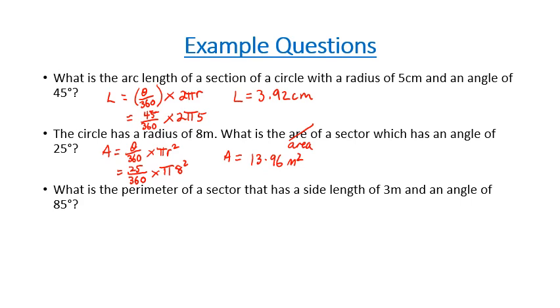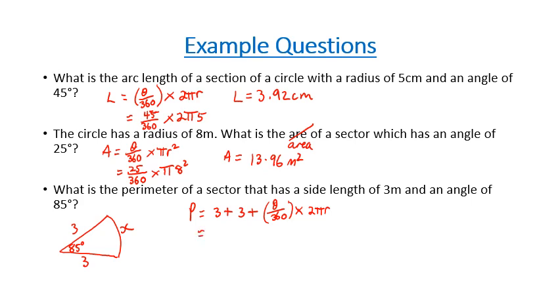The last question says, what is the perimeter of a sector that has a side length of 3 meters and an angle of 85 degrees? So the sector would look like this, 3 meters and an angle of 85 degrees. Now remember the perimeter is the length all the way around. So we simply need to find our arc length and add it to our both radiuses. So the perimeter is going to equal 3 plus 3 plus the length of our arc, which is theta over 360 times 2 pi r.